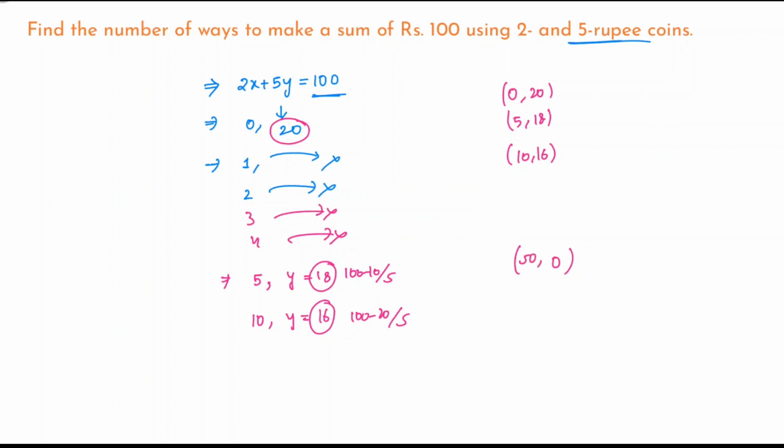So which means there will be 11 such possible cases because it takes from 0 to 20, all the even numbers will be equal to 11. So the number of ways to make a sum of rupees 100 using 2 rupee and 5 rupee coins will be 11.